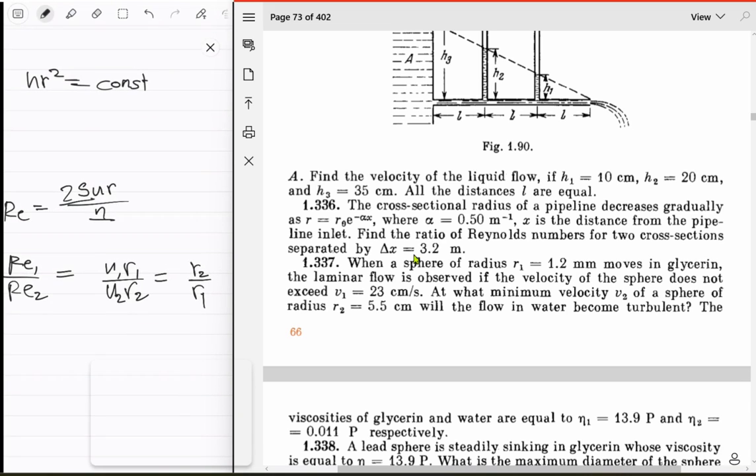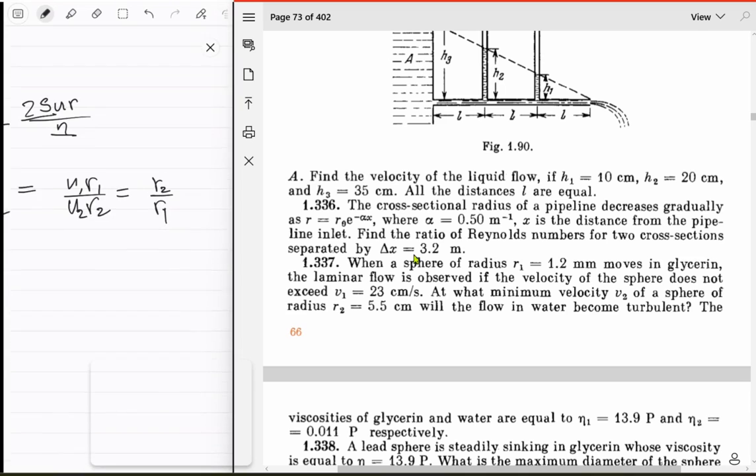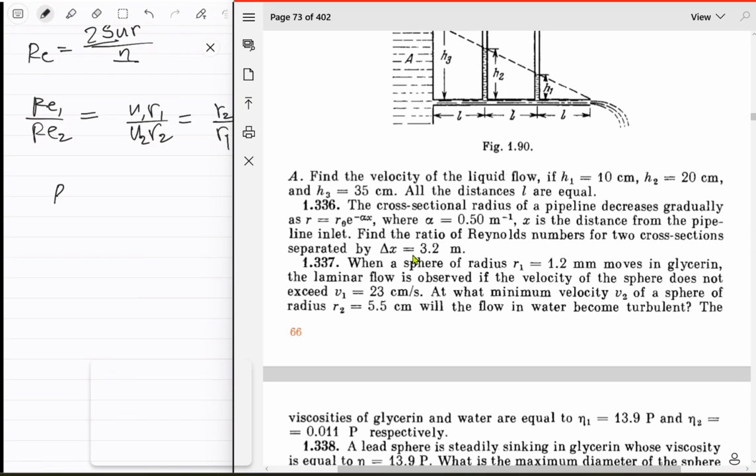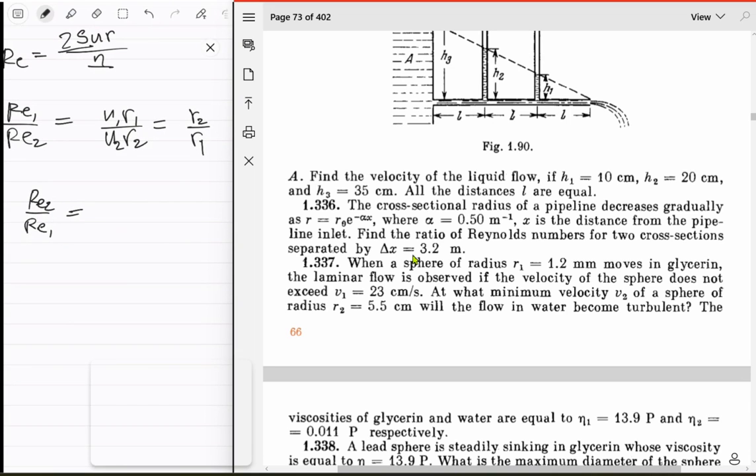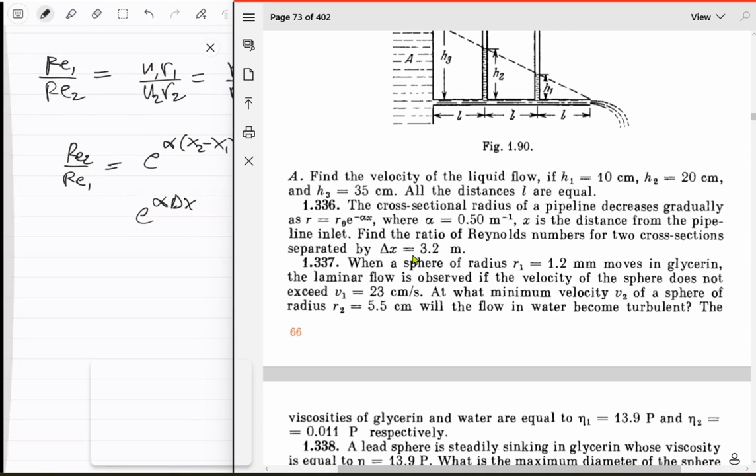Awesome. And now we know what R is. So RE2 upon RE1 is equal to R1, which is this thing. That R naught cancels, we don't have to look for that. And then just 1 upon 1 there. This is e power alpha times x2 minus x1. Yeah, that looks cool. So that's the ratio. It's just e power alpha delta x.